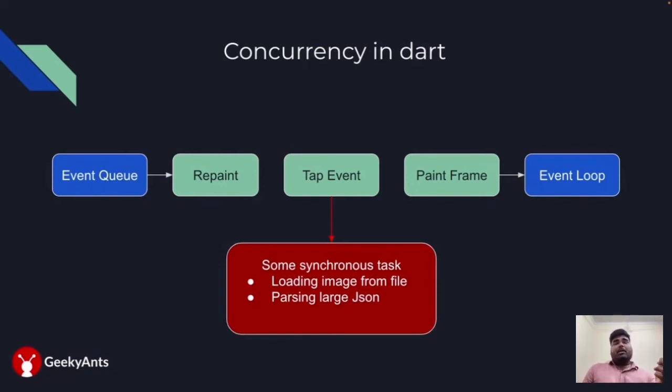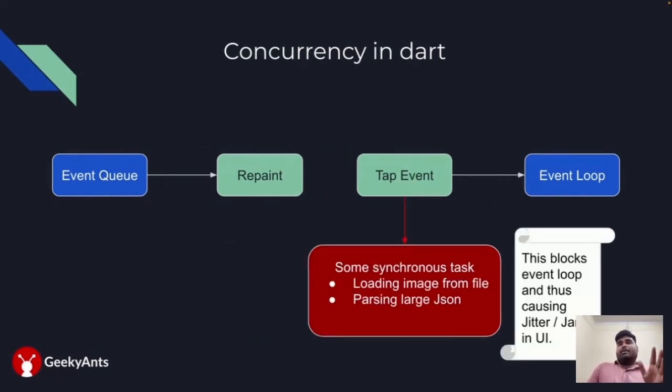So what we can do there, for loading a file, we can use read as string, and we can use async await to tell Dart that this is going to take time. Please don't block the code and do all the other stuff that you were working on. So what happens when the user taps on the event? This blocks the event loop and thus causes the jitter slash jank in the UI.